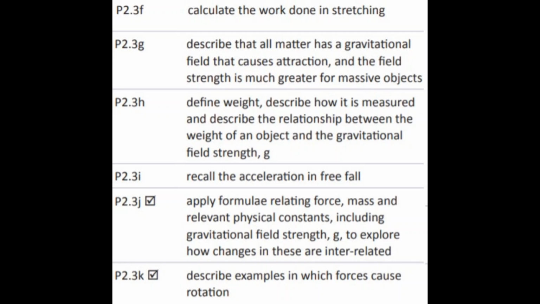Describe that all matter has a gravitational field that causes attraction and the field strength is much greater for massive objects. Define weight, describe how it is measured, and describe the relationship between the weight of an object and the gravitational field strength g. Recall the acceleration in free fall. Apply formulae relating force, mass, and relevant physical constants, including gravitational field strength g, to explore how changes in these are interrelated. Describe examples in which forces cause rotation.